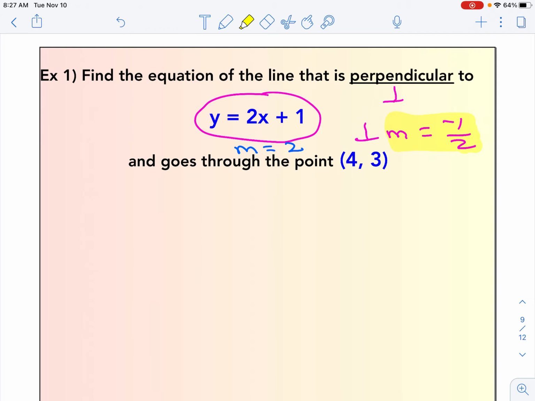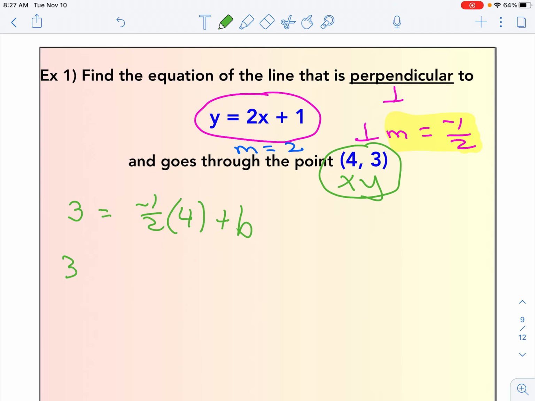And now it's the same process that we did with parallel lines. We take this point that we're given and the slope right here, and we write the equation y, so 3 equals our slope, negative 1/2, times our x value, plus b. So 3 is equal to negative 4 over 2, which is negative 2. Again, you can use your calculator on these. And then add 2 to each side. And so b equals 5. So your y-intercept is 5.